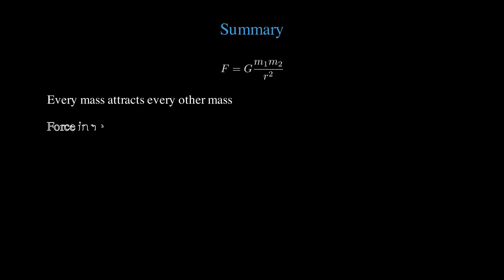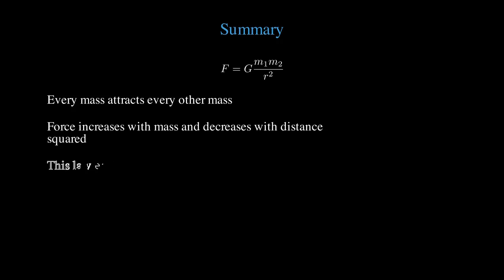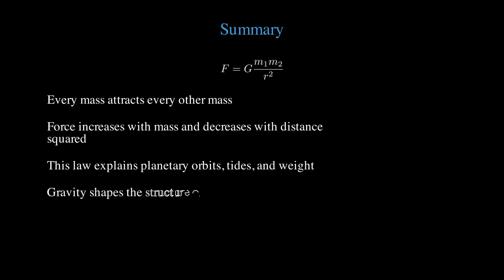Let's review the key points about Newton's law of universal gravitation. The law is expressed by this elegant equation relating force to mass and distance. Remember that every single mass in the universe attracts every other mass with gravitational force. The force gets stronger with more mass and weaker rapidly as objects move apart. This simple law explains countless phenomena, from planetary motion to ocean tides to why objects fall. Ultimately, gravity is the force that shapes galaxies, solar systems, and the large-scale structure of our universe.